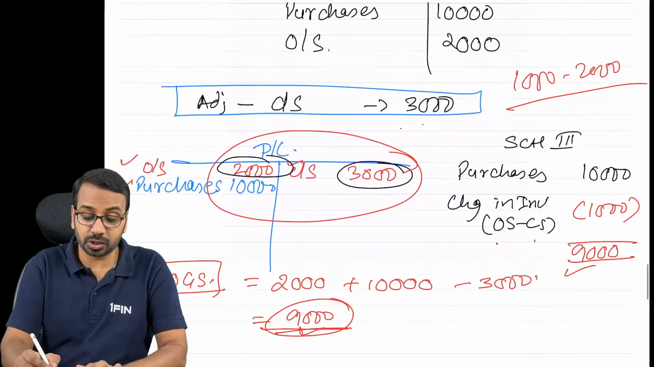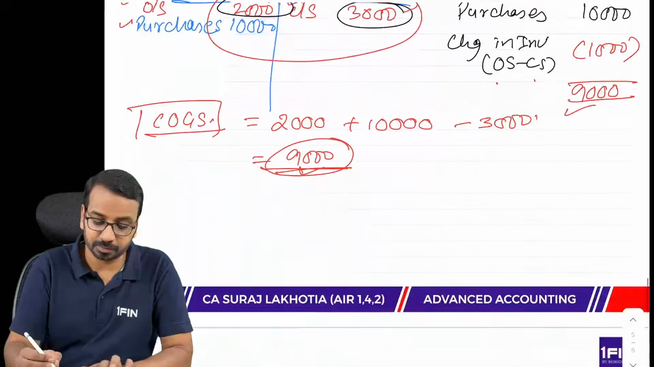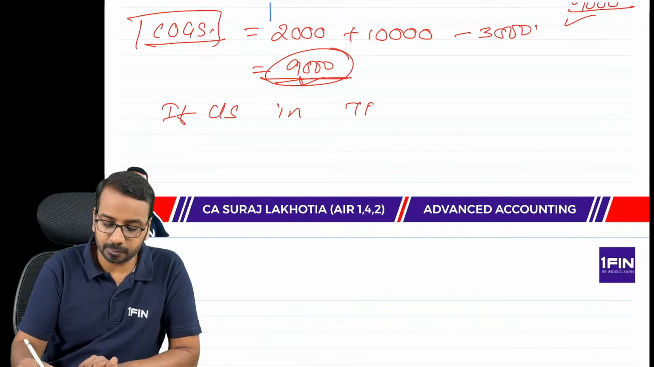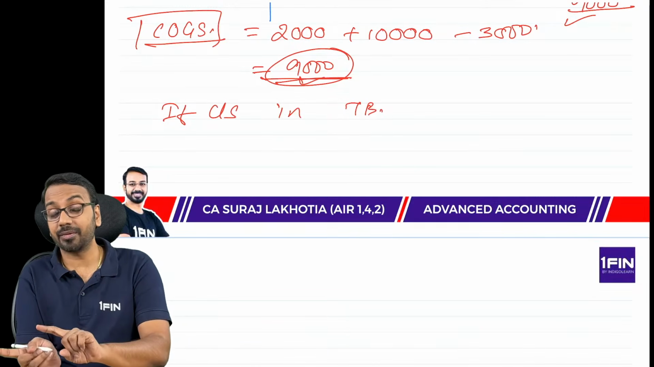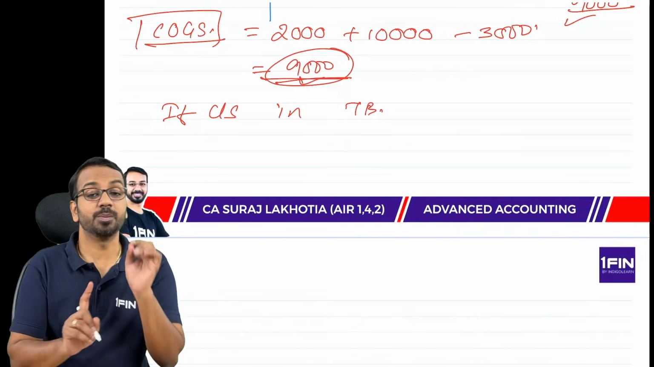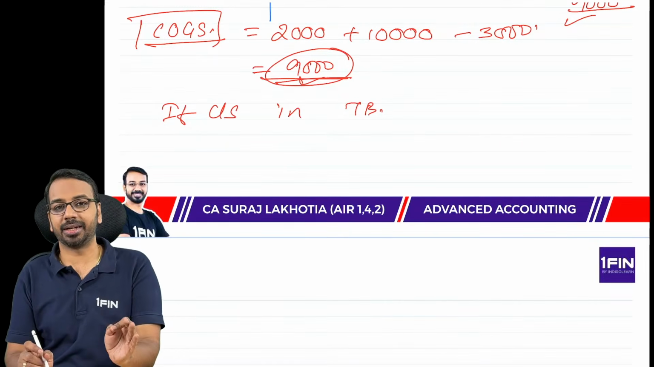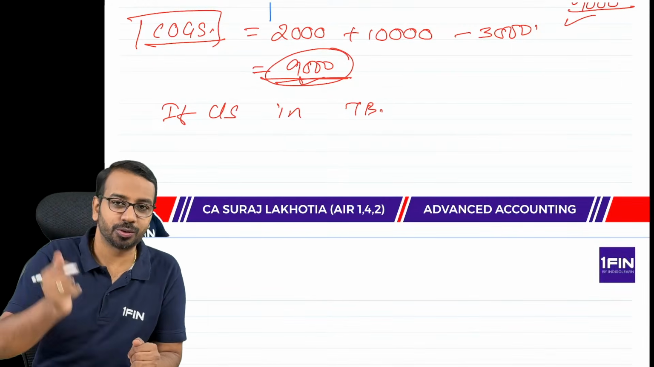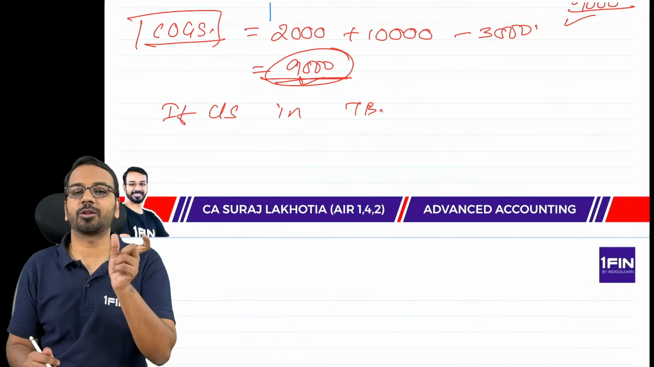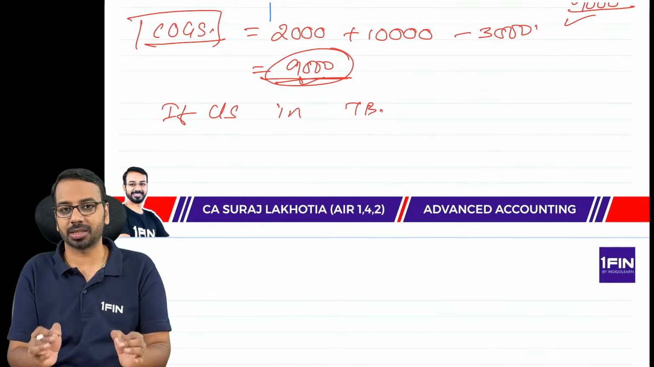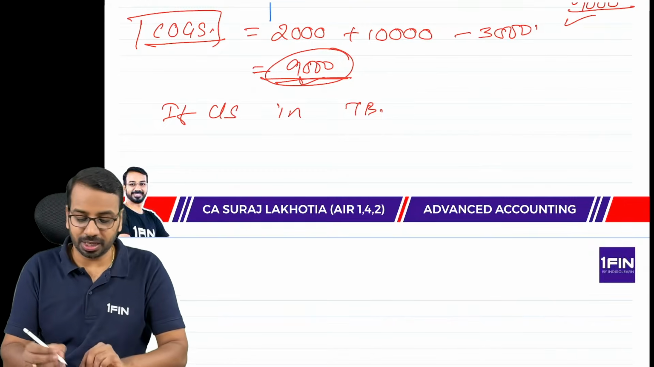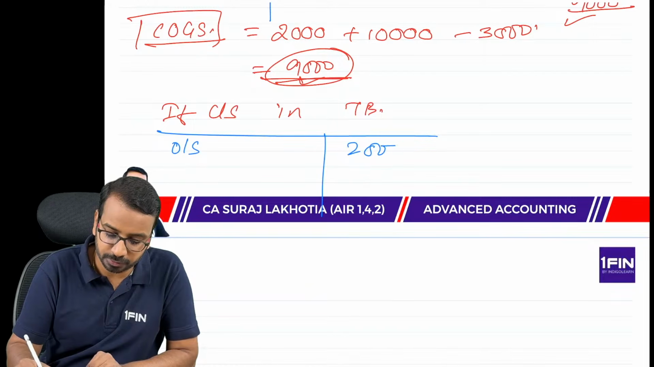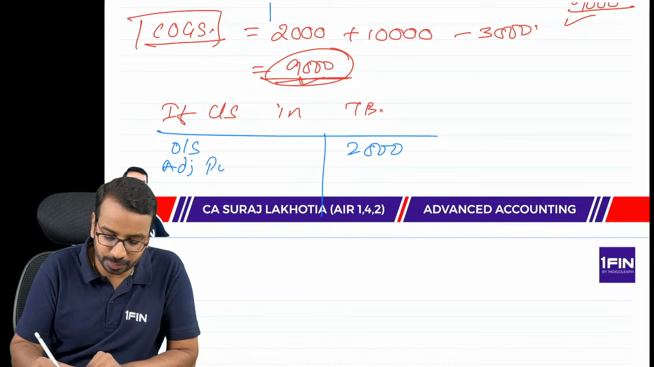Now, if the same closing stock is given in the trial balance, please understand, if they have incorporated closing stock in the trial balance, it means they have passed the adjustment entry to reduce the purchases balance. Otherwise, you cannot bring the closing stock into the trial balance. The moment you record the closing stock in the trial balance, you have passed the adjustment entry. So there are two scenarios possible. The first scenario is they will give you opening stock 2,000 and they will tell you adjusted purchases.